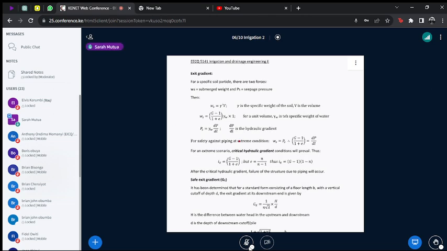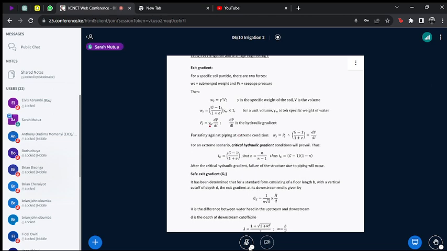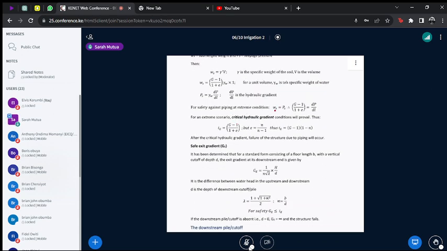The seepage pressure, on the other hand, is given by the density of water times dP/dl. The dP/dl is the hydraulic gradient. For safety against piping, you are supposed to have Ws at least equal to Ps, or higher, but for equilibrium purposes, we say it is equal. Therefore, you equate those two, rearrange, and cancel out gamma W, the specific weight of water, and you end up with this equation.